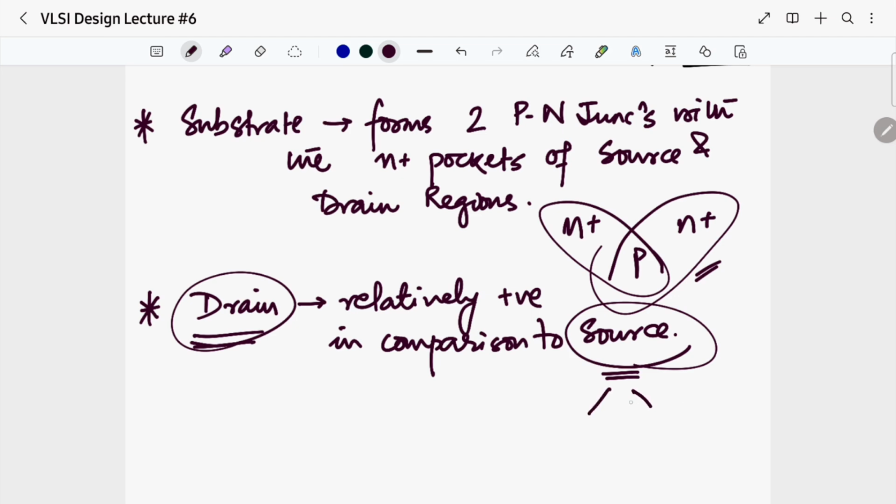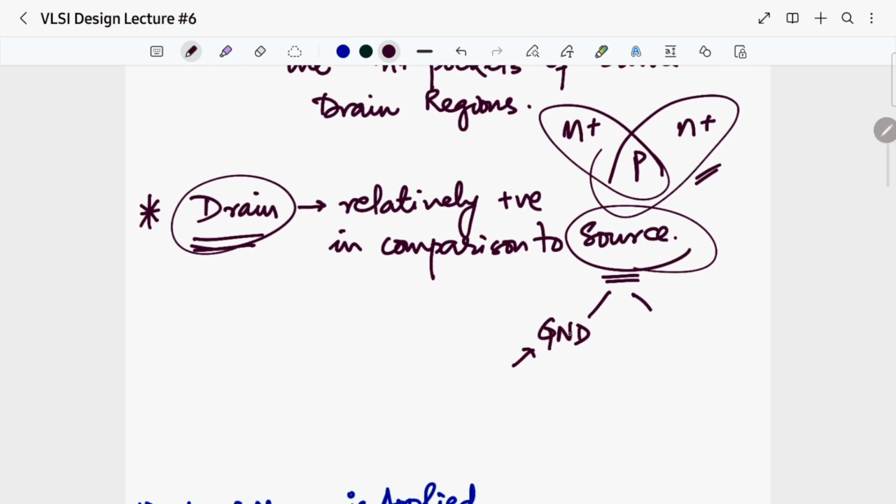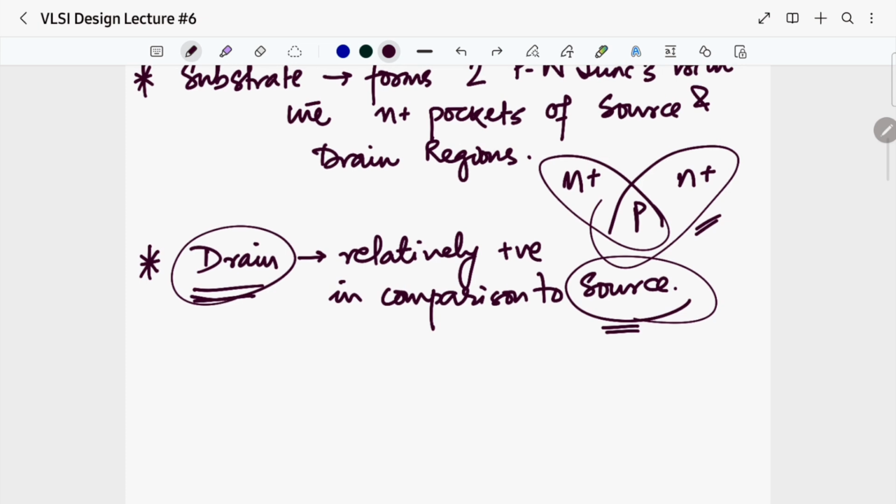Okay, so two things, it can be grounded directly. Whenever I am saying grounded directly, that means 0 volts. Or if it is a negative voltage that we will be giving, it will be some negative voltage like -5, -9, -1, so on and so forth. So that is what I'm saying, that by this statement, drain is relatively positive in comparison to source. That means we are going to give the input voltage at the drain terminal, and the source will either be grounded or will have some negative voltage applied to it.